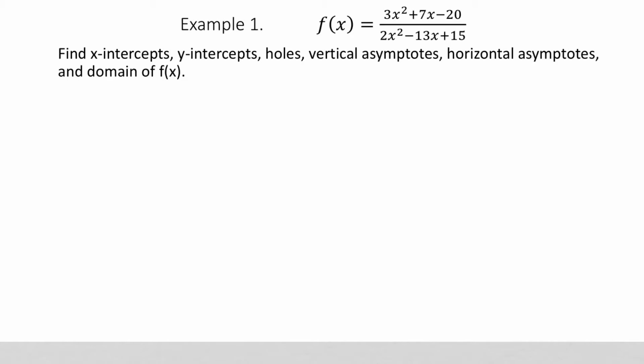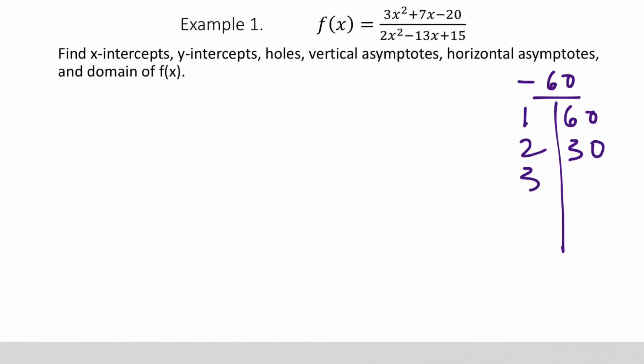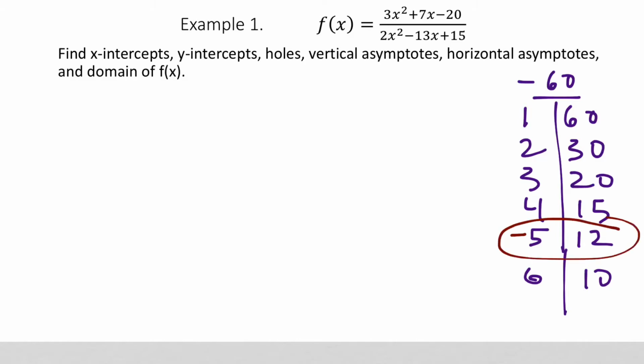So let's factor the top. We've got 3 times negative 20 is negative 60. 1, 60, 2, 30, 3, 20, 4, 15, 5, 12, 6, 10. So we have to add to give positive 7 and multiply to give negative 60. So we need a negative somewhere. Now let's see where we're going to put it. We're going to put it on the 5 here. Negative 5 plus 12 is 7.